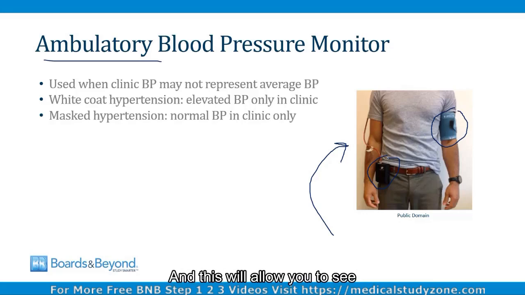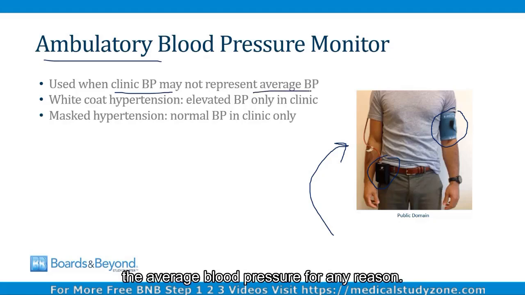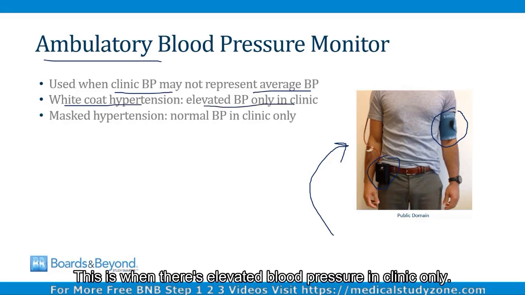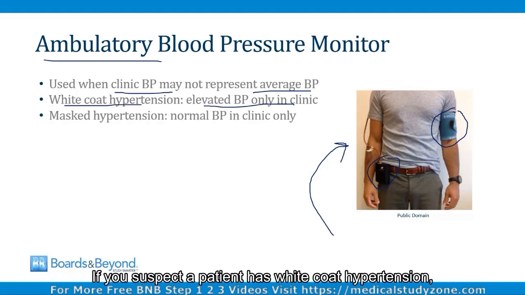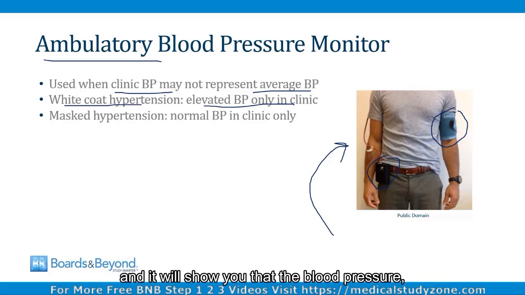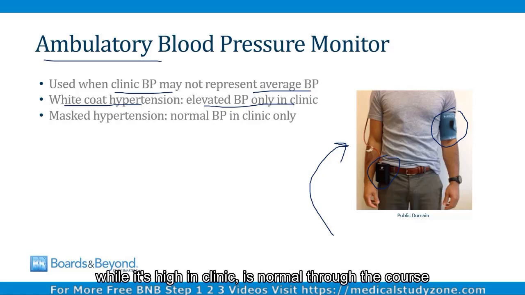And this will allow you to see what the blood pressure is doing on average over the course of the day. And this can be useful in a number of situations. We especially like to use this when the clinic blood pressure may not represent the average blood pressure for any reason. So for example, we've already talked about white coat hypertension. This is when there's elevated blood pressure in clinic only. If you suspect a patient has white coat hypertension, you can have them wear an ambulatory blood pressure monitor, and it will show you that the blood pressure, while it's high in clinic, is normal through the course of the patient's normal activities.